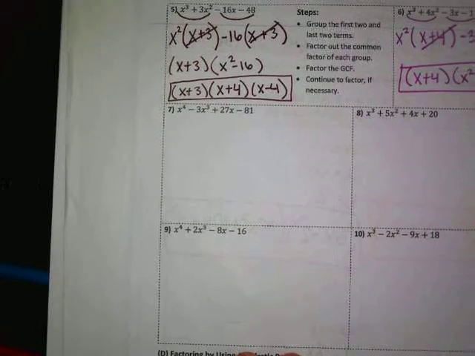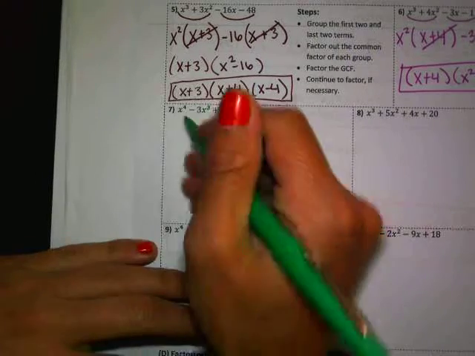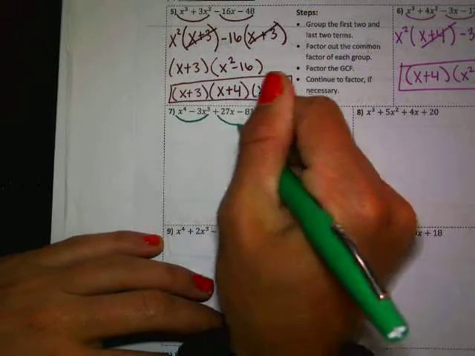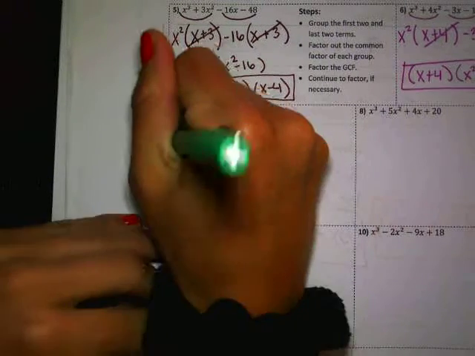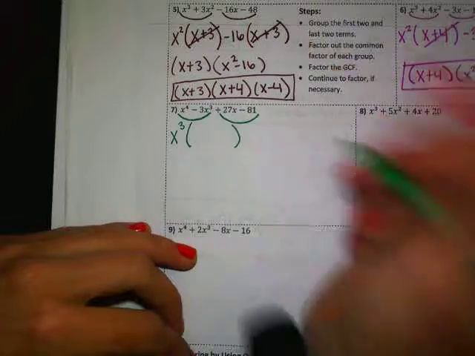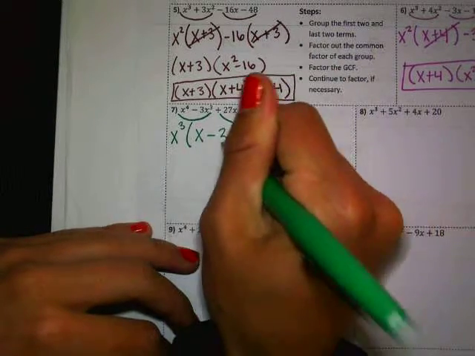All right, go to number 7. Same thing. We're going to group the first two, group the second two. When I group the first two, what can I take out? X cubed. Very good. When I take an x cubed out, what am I left with? X minus 3.